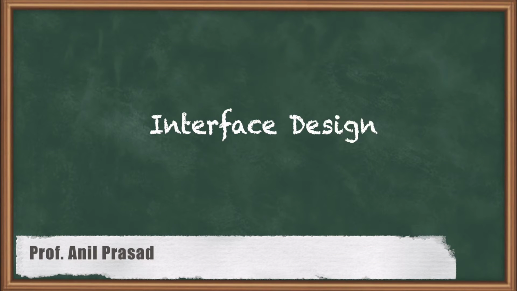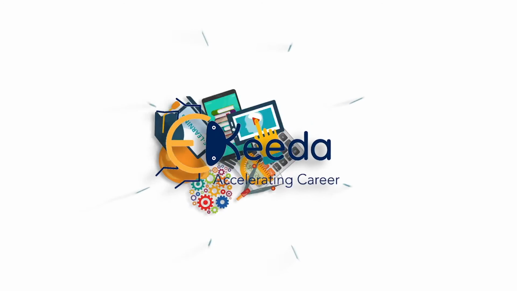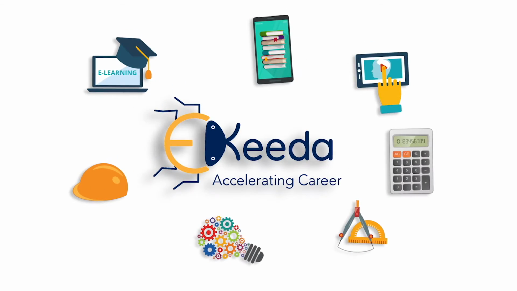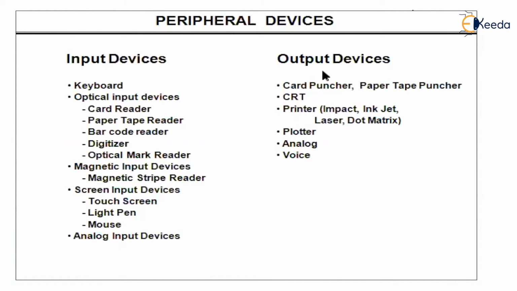Now in this session, let us see how to design an interface which acts as a mediator in between the CPU and the peripheral devices. As you can see here, there are many peripheral devices, input devices and output devices. If you want to communicate with the computer system, you do require a peripheral device. But there is no way we can directly communicate with the computer system because there are lots of differences between peripheral devices and the CPU.